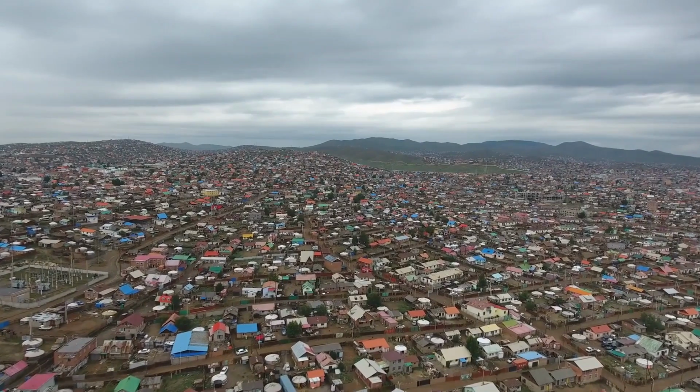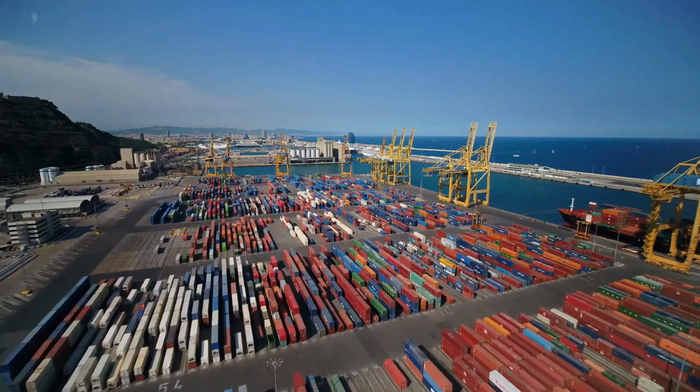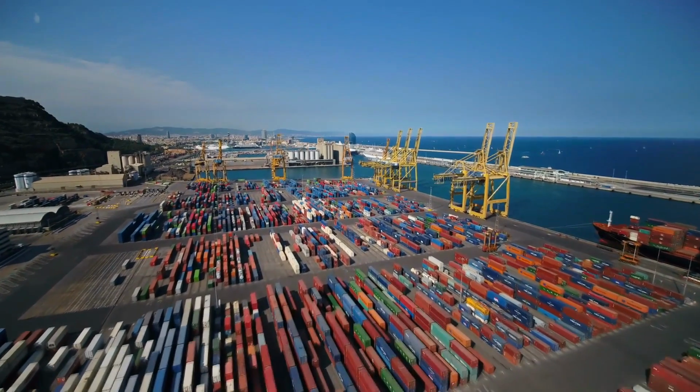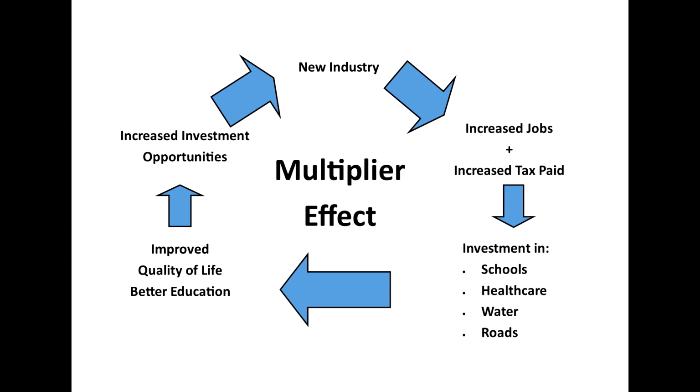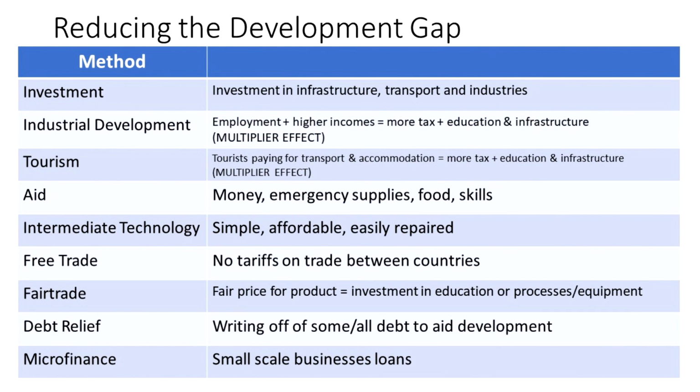You may have also looked at uneven development and possibly the Gini coefficient, which shows the inequality within each country around the world, as well as different methods of reducing the development gap. Transnational corporations, also known as TNCs, aid and tourism are all methods of reducing the gap, and you should have investigated various different examples for each.